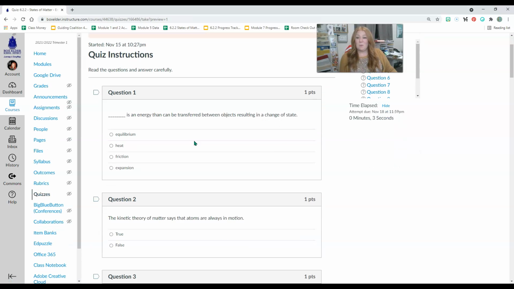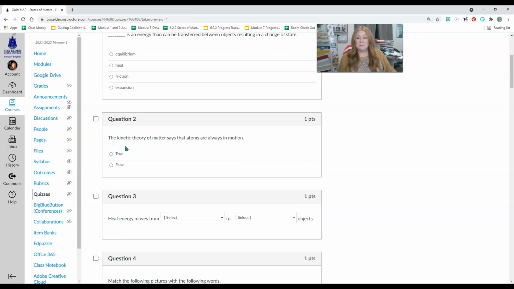Okay, here we go. Number 1 says that blank is an energy that can be transferred between objects resulting in a change of state. Equilibrium, heat, friction, or expansion. So what is transferred between the objects? What's given or taken away to result in that change of state?